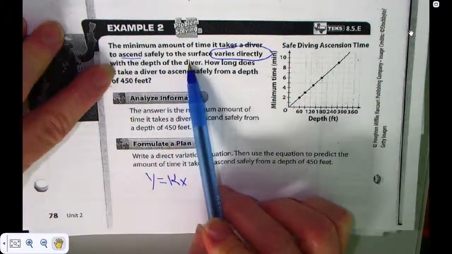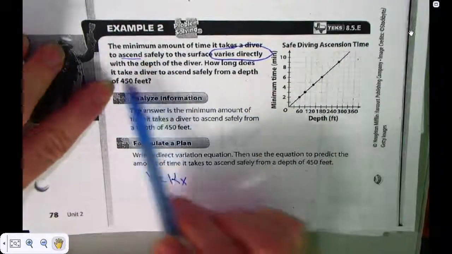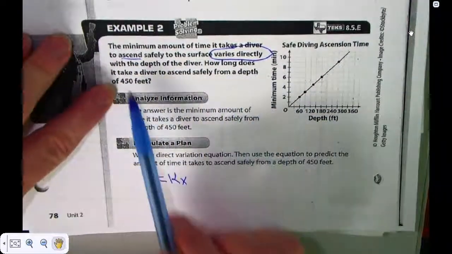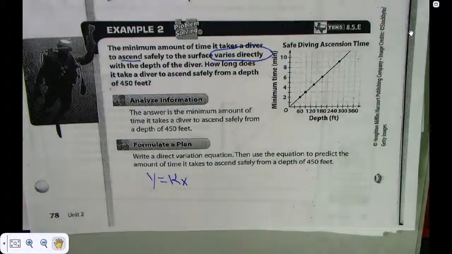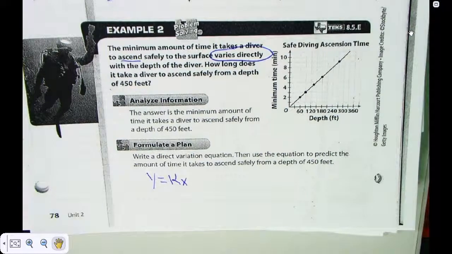With the depth of the diver, how long does it take the diver to ascend safely from a depth of 450 feet? Okay, the thing is, if you read all that at one time, you're going to get so confused. You're going to go, huh? But if you take it apart and go, oh, varies directly, I need that. I've got to solve. I've got to find how long, which is the time, for 450. Oh, man, look, it's not on the table. It's not on the graph. Look, if 450 was up there, I just have to go look at my line and get the time.